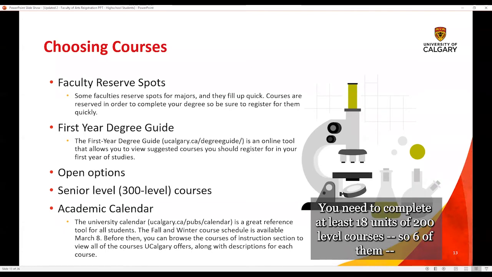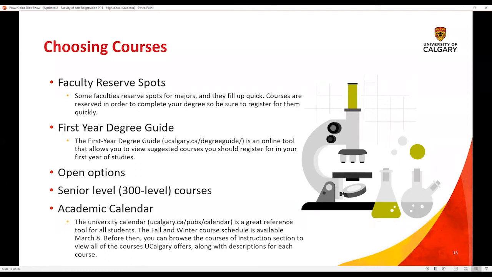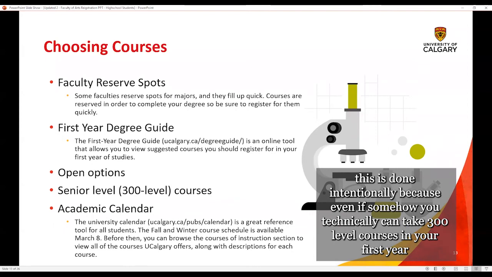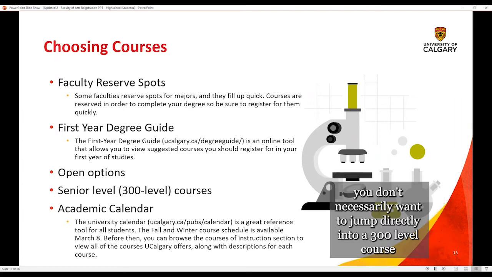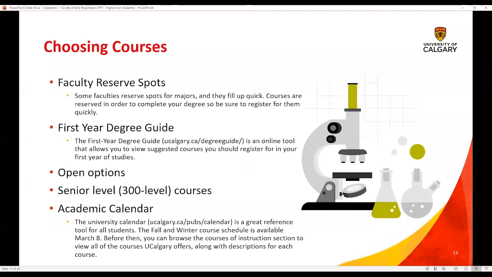You need to complete at least 18 units of 200 level courses, so 6 of them, before you can take any 300 levels, which makes it essentially impossible for high school students to take 300 level courses in their first year. This is done intentionally because even if somehow you can technically take 300 level courses in your first year, we generally don't recommend it because university is very different from high school, and you don't necessarily want to jump directly into a 300 level course and then be completely overwhelmed by the expectations.